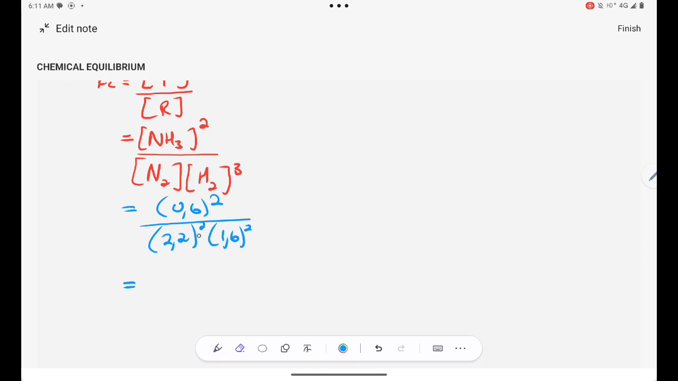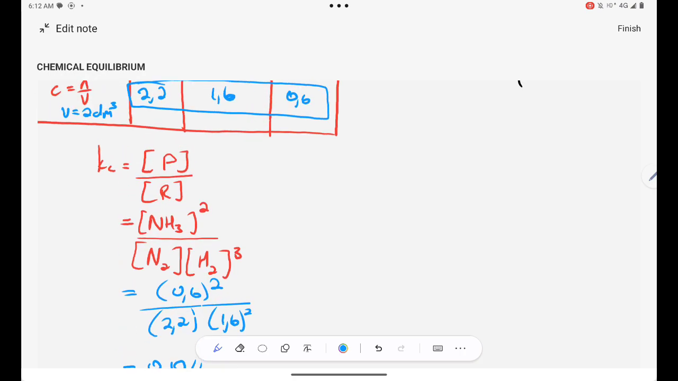Divided by 2.2, multiplied by 1.6 cubed. So the final answer would have been 0.03, actually just 0.04 whenever you round it off to 2 decimal places. This would have been your Kc value.